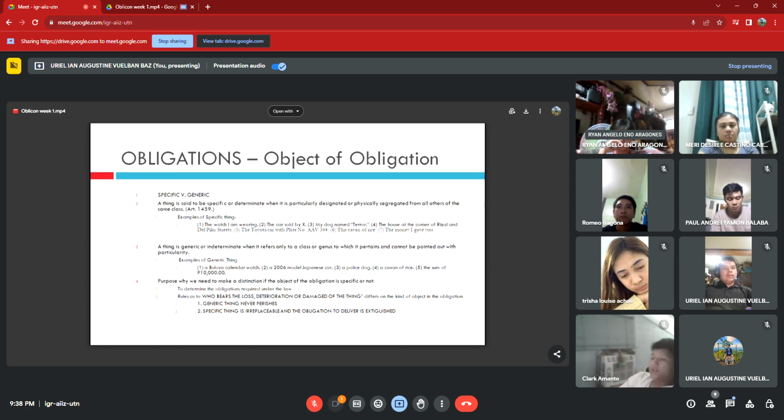Now, what is the purpose why we need to make a distinction whether the object of the obligation is specific or not? Because we need to distinguish in order to determine the obligations of the parties required under the law. And it is also important to distinguish whether the object of the obligation is specific or generic as to the application of the rule as to who bears the loss, deterioration, or damage of the thing.